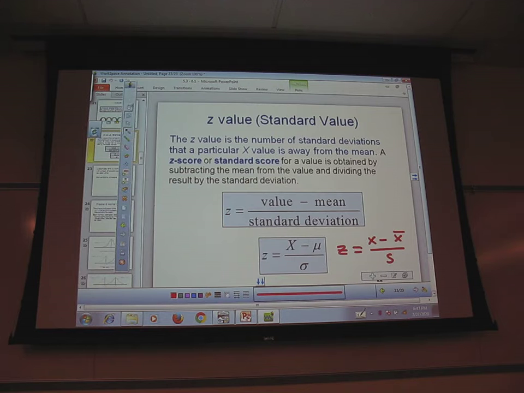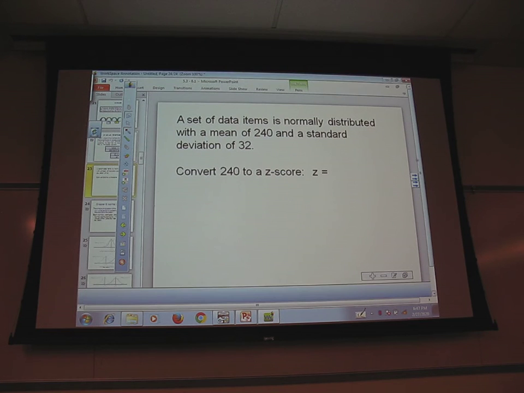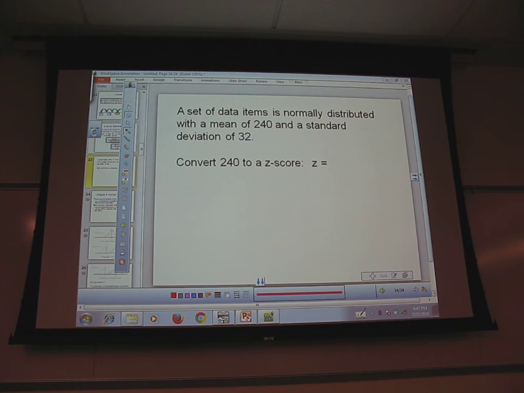So I'll ask you this. If we have a set of data items, normally distributed with a mean of 240 and a standard deviation of 32, find the z-score for 240. 15 seconds, go ahead.